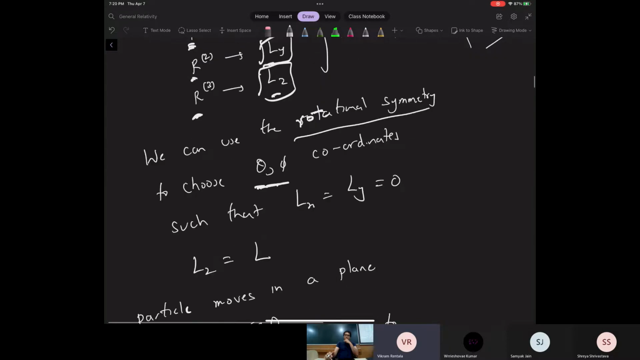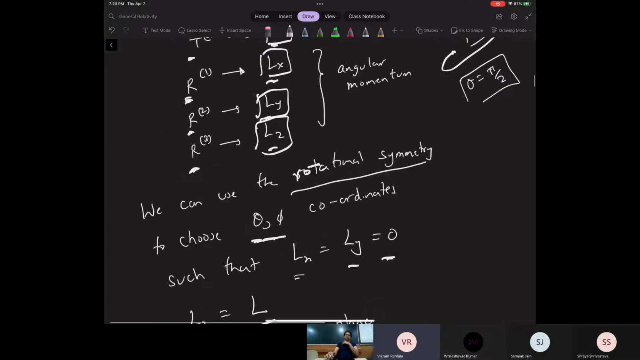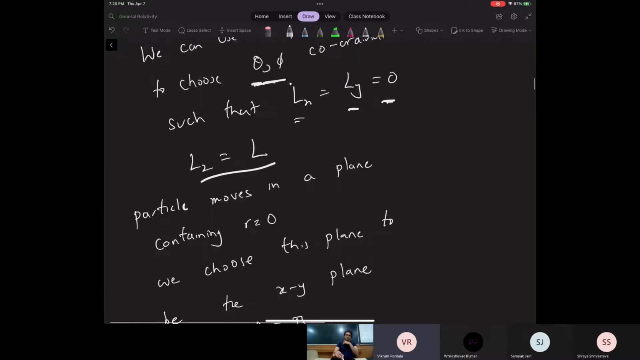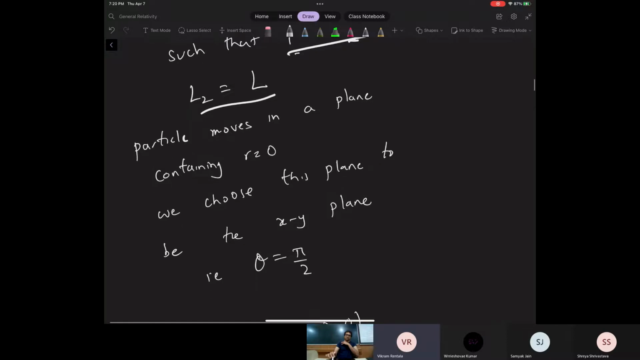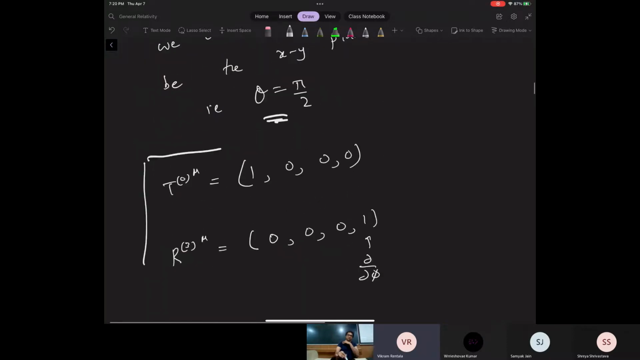With this choice, Lx and Ly are 0 and Lz is L. This is a freedom to choose your coordinate axis. So we've used two constants of motion, Lx and Ly. Both of them were set to 0 by a choice of our axis. So now we have this other L. We've chosen theta equal to pi by 2, so now we have two Killing vectors left.